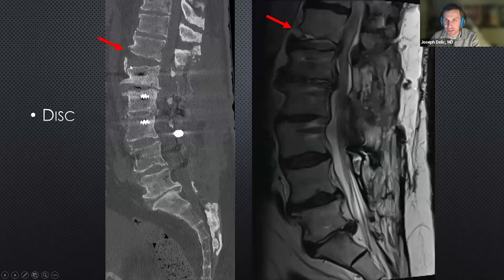Here's one that's just disc. You can see that kind of asymmetric widening of the anterior disc space in the MRI, showing that fluid kind of extending between the vertebral body and the disc.